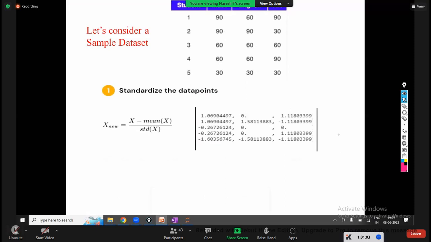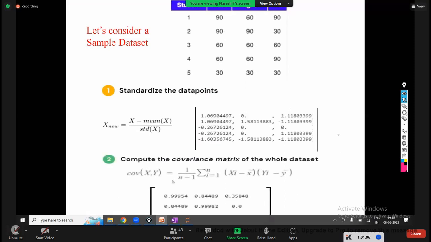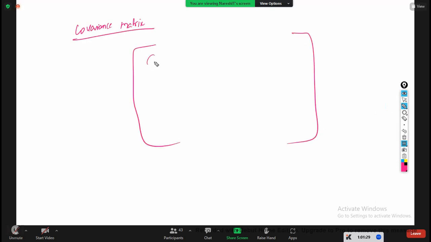Once standardization is completed, second step, you are going to calculate the covariance matrix. Now what is a covariance matrix? This we have discussed in the statistics. We are having a matrix where this is the covariance of x comma x, covariance of x comma y. This is x, y, and z. 3 variables are there, x, y, z.